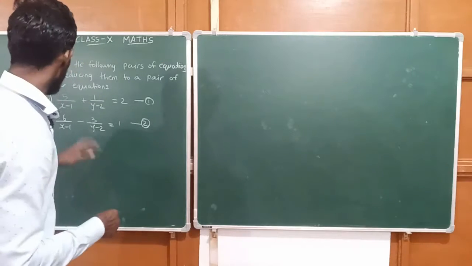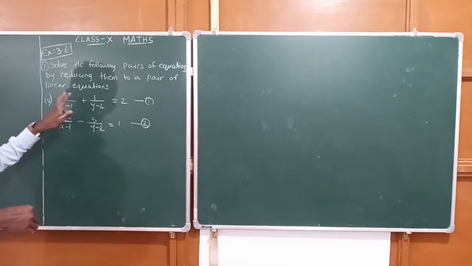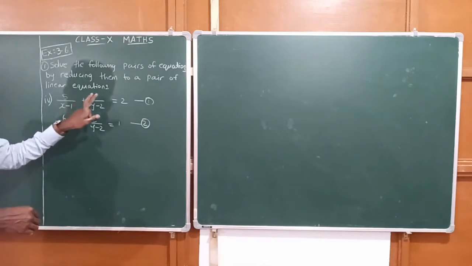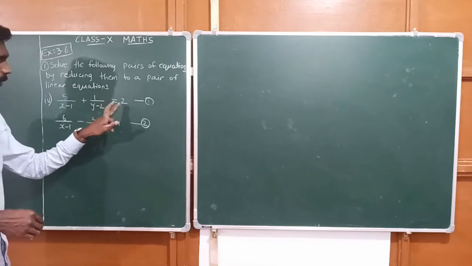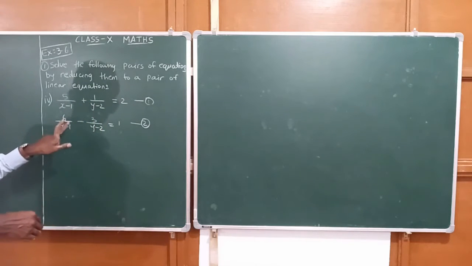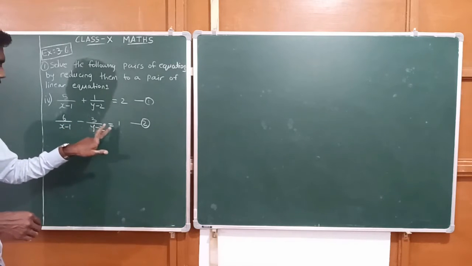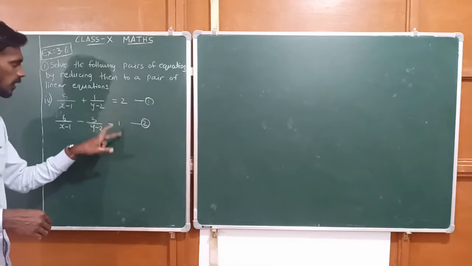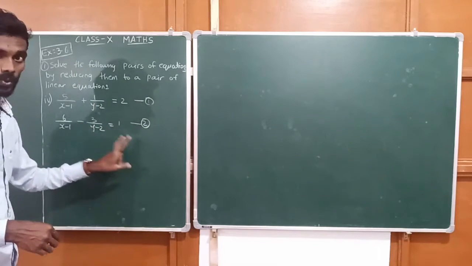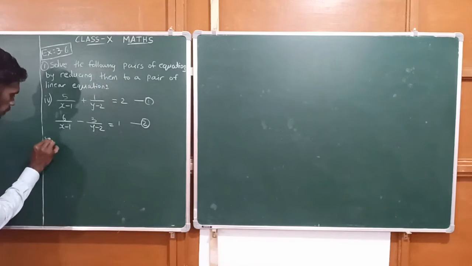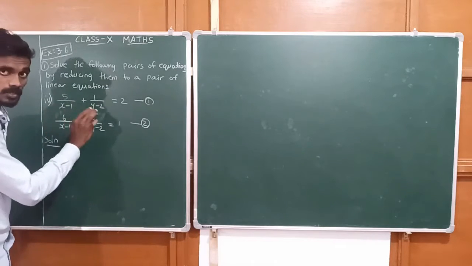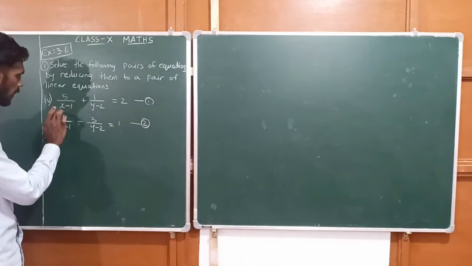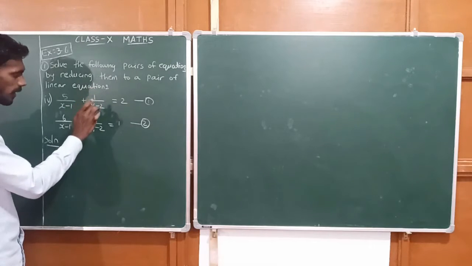Now let us look at the fourth subdivision. 5 by x minus 1 plus 1 by y minus 2 is equal to 2. Then 6 by x minus 1 minus 3 by y minus 2 is equal to 1. So these are the two equations 1 and 2. Now look at the equations carefully. Both the equations are having the form 1 by x minus 1 and 1 by y minus 2.